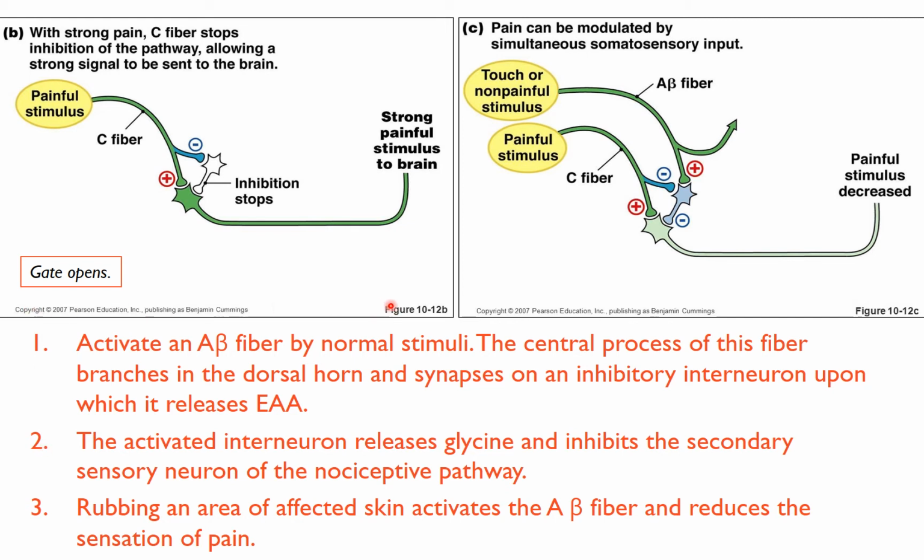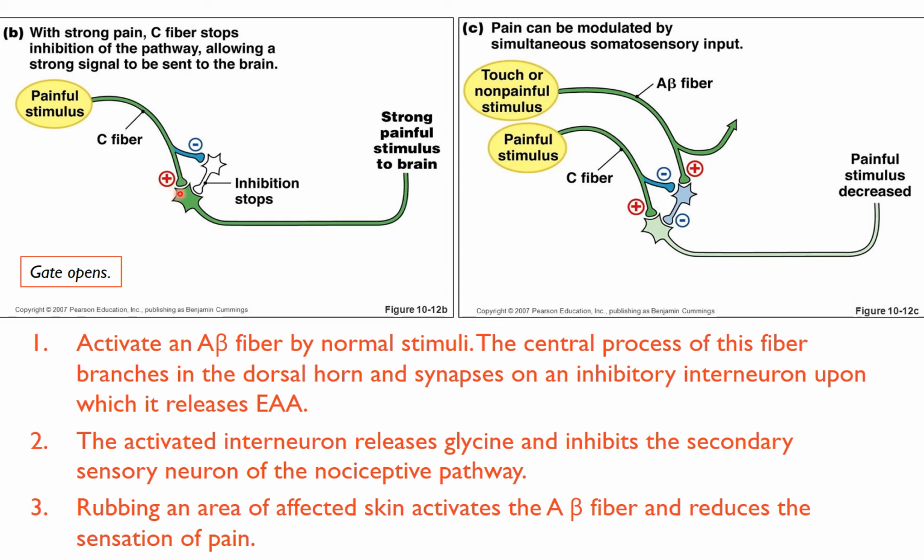Now, I want you to focus first on this left hand side of this figure, this left hand box. We're going to now introduce pain. We're going to say that the person has smashed their thumb with a hammer really bad and they have a sudden, strong, painful stimulus. Now you would imagine that that noxious sensation is going to be transmitted up through the C fiber. That C fiber is very activated now.